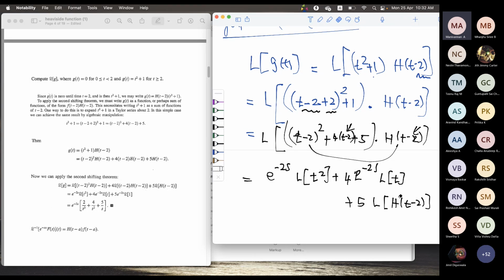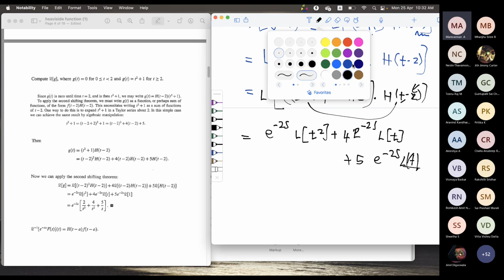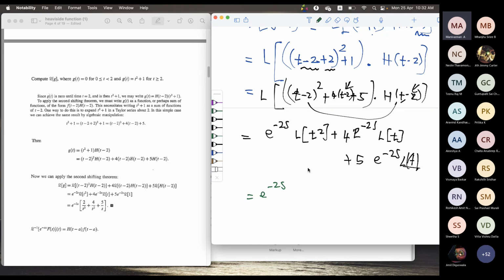For h of t minus 2, we take e raised to the power minus 2s remaining the Laplace transform of 1. Applying this, t square gives 1 divided by s cube, and 4 times e raised to the power minus 2s gives 1 divided by s square, plus 5 times e raised to the power minus 2s divided by s. This is the corresponding Laplace transform. Is it clear?